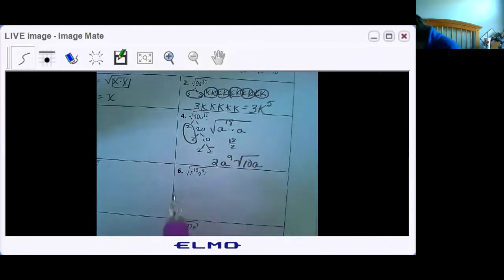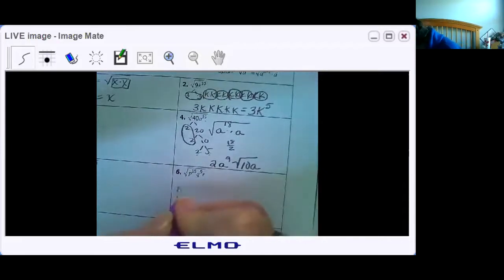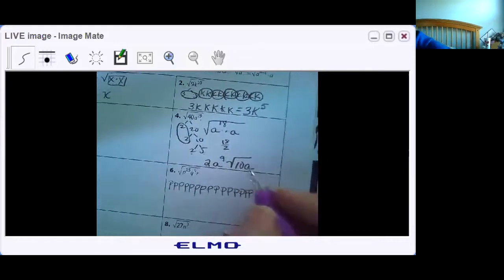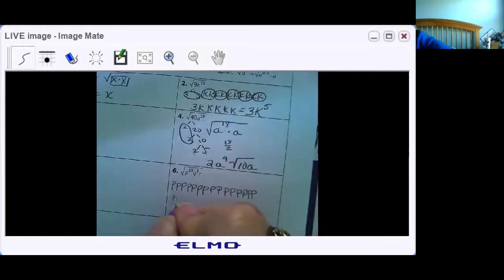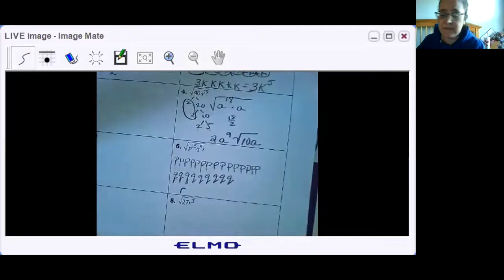So if I'm looking at p to the 15th, q to the 9th, r, and I'm looking at the square root of that, I'm going to do this the long way because I've got some space. I have 15 p's. 1, 2, 3, 4, 5, 6, 7, 8, 9, 10, 11, 12, 13, 14, 15. 9 q's. 1, 2, 3, 4, 5, 6, 7, 8, 9, and an r. Okay, those are the pieces I have.